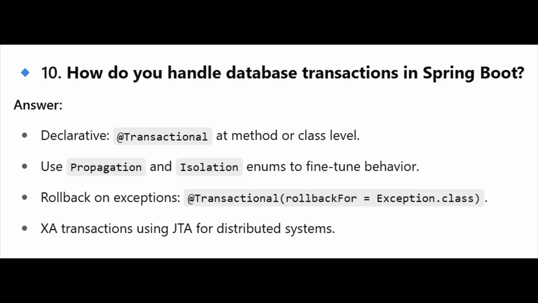10. How do you handle database transactions in Spring Boot? Answer. Declarative @Transactional at method or class level. Use propagation and isolation enums to fine-tune behavior. Rollback on exceptions with @Transactional(rollbackFor = Exception.class). XA transactions using JTA for distributed systems.